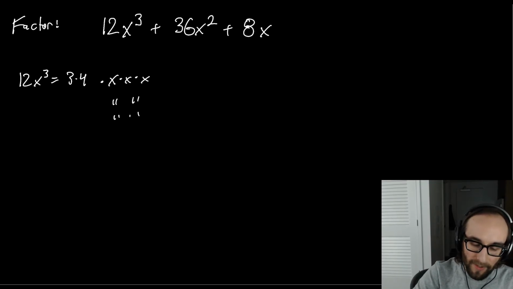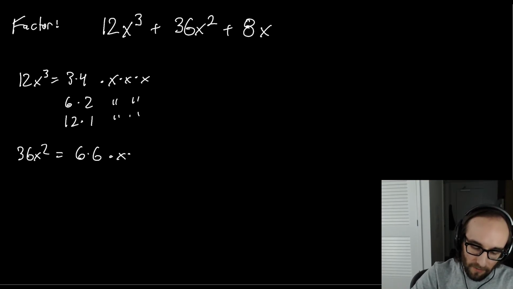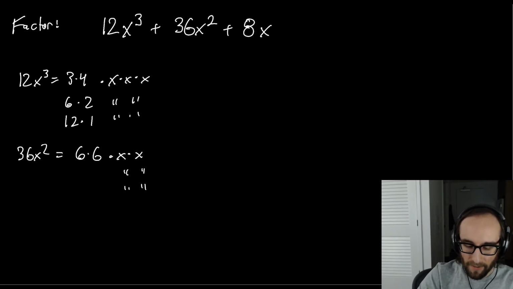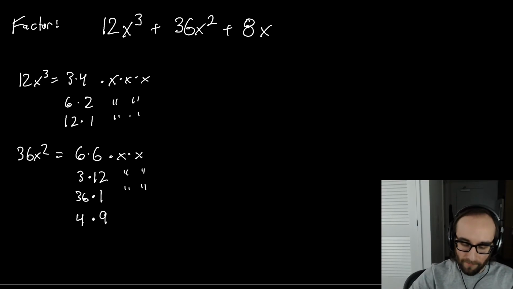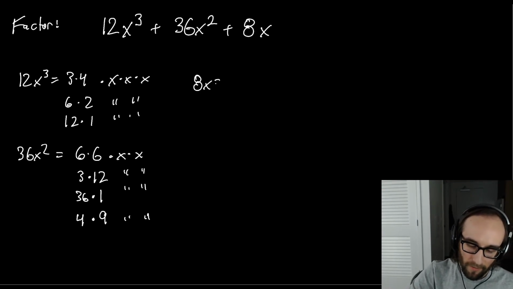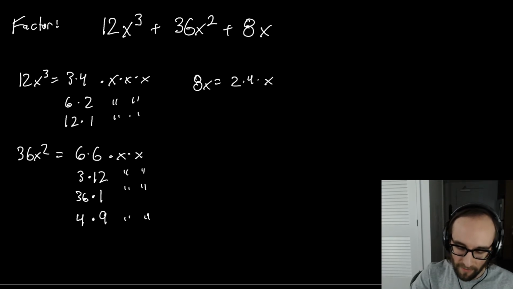3 times 4, we could rewrite this as 6 times 2, or 12 times 1. For 36x squared, we could rewrite this as 6 times 6 times x times x. And again, these are all going to have the x's. We could rewrite this as 3 times 12. Of course, we have 36 times 1. And then we could also rewrite this as 4 times 9 times x times x. For the 8x, we have 2 times 4 times x. We also have 8 times 1 times x.